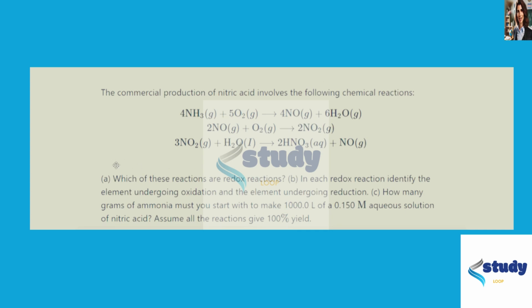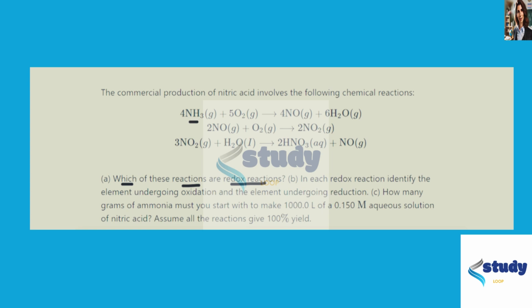So in the first part of this reaction problem, we have to find out which of these reactions are redox reactions. As we know, a reaction is a redox reaction if there is a change in the oxidation number of the reactants. So in one of the reactant species, the oxidation number will be increased, and in one other case the oxidation number will be decreased. So if we can find such species which undergo such oxidation number change, then we'll be able to say that this reaction is a redox reaction or oxidation reduction reaction.